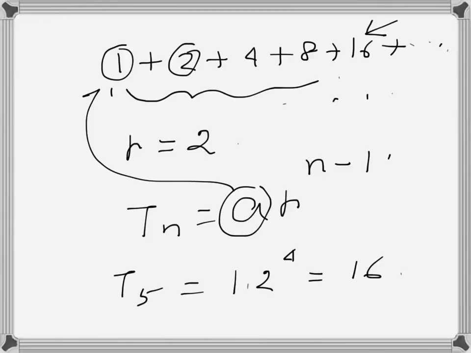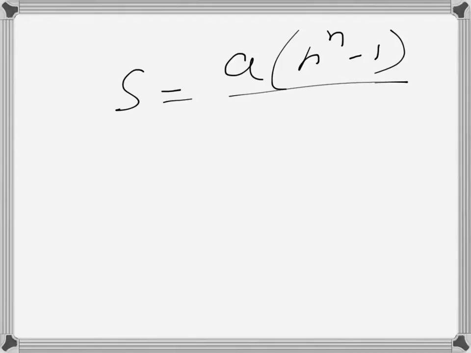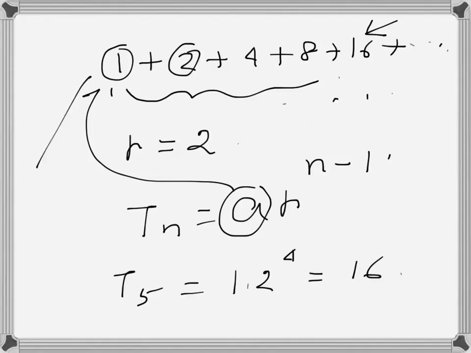And to get the sum of such a series up to n terms, the expression is: sum is a times r to the power n minus 1, divided by r minus 1, provided r is greater than 1. Like in this case, r was greater than 1.